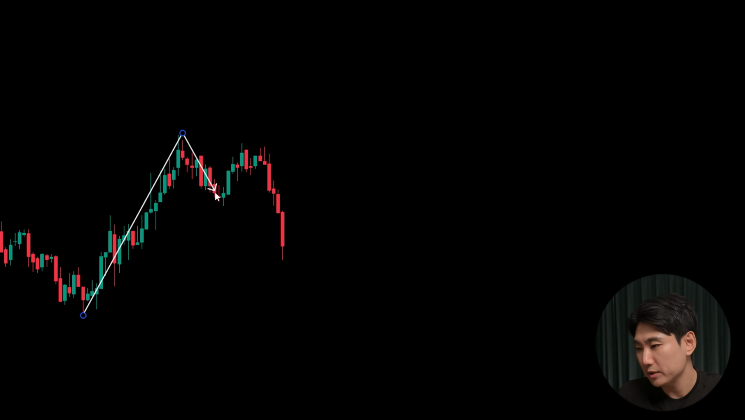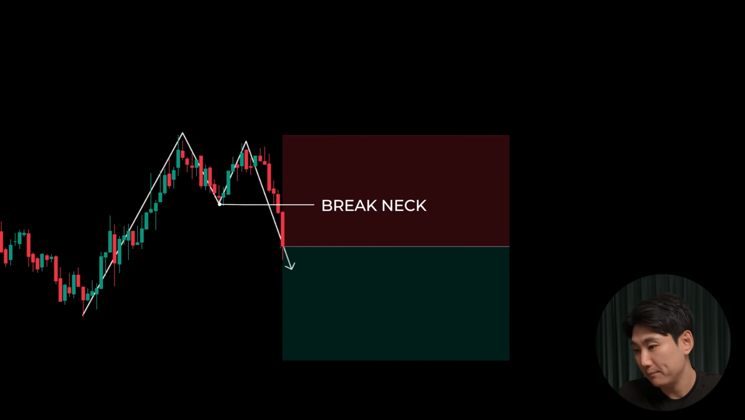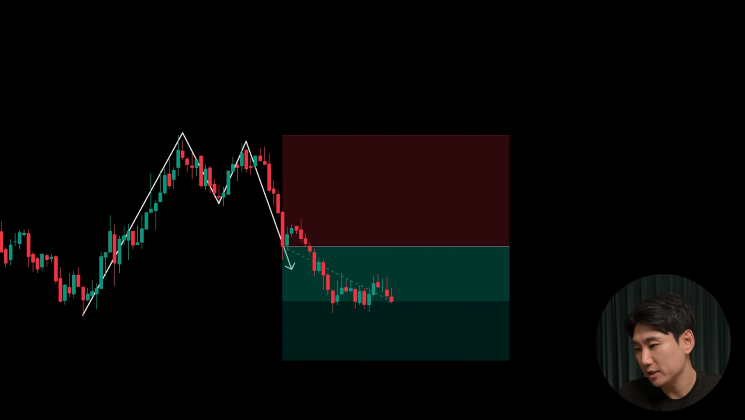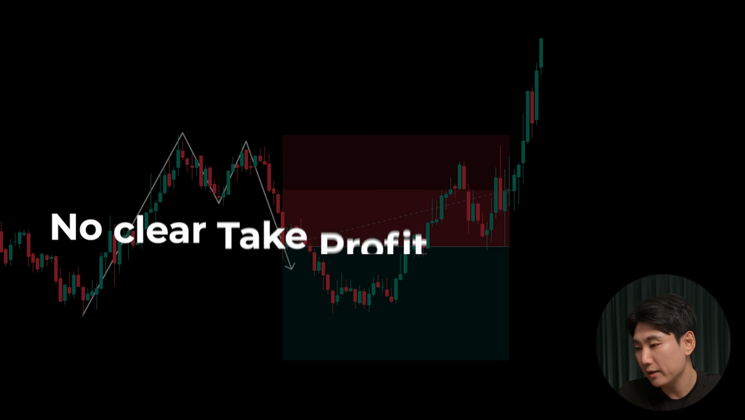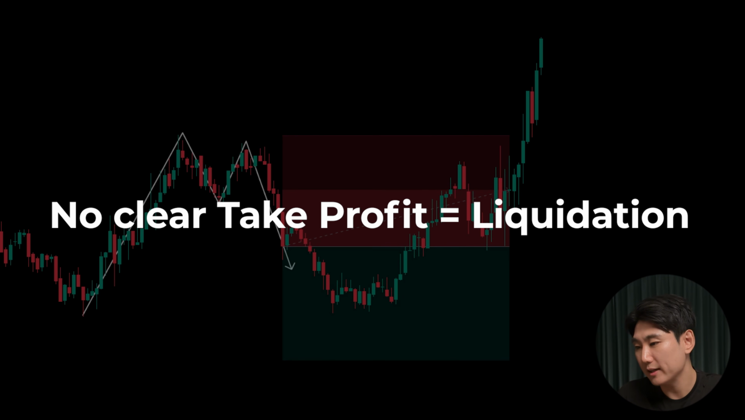On this chart, I showed the neckline break after a double top. This time, price moves in my direction. I'm thinking, nice, a real reversal, so I keep holding. Then, near the prior low, it bounces and trends up. No clear take profit, I give back the gains. Profit showed up, but I didn't protect it.